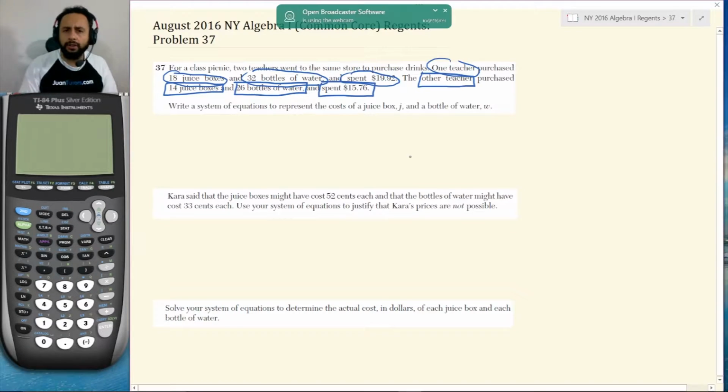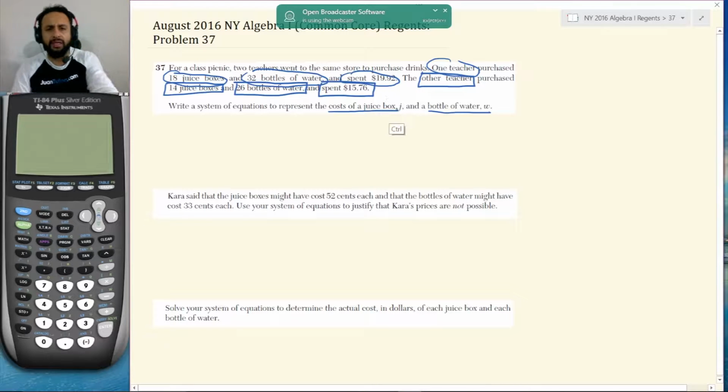Then, write a system of equations to represent the cost of a juice box and the bottle of water W. Here's the thing, they did not have to give you variables: J for the cost of a juice box and W for a bottle of water. They don't have to give you those variables, so you have to pay really close attention to what quantities they want you to get. Choose variables for that quantity, and I'll give you strong advice. This is problem 37. It's supposed to be a hard problem. It's a long problem. It's 6 points. So the easier you can make it for yourself, the better.